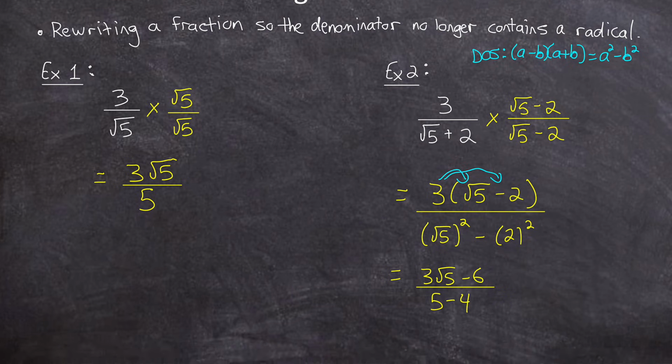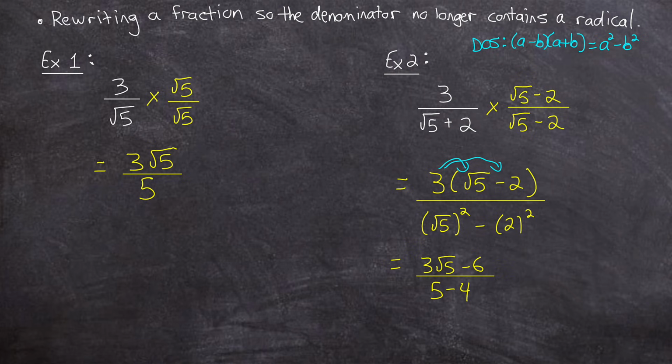So notice the denominator is now a rational value. The denominator is now actually just 1. So my final answer would just be 3 root 5 minus 6 over 1. But when dividing by 1, we don't have to write it because it doesn't change its value. So my final answer is just 3 root 5 minus 6.